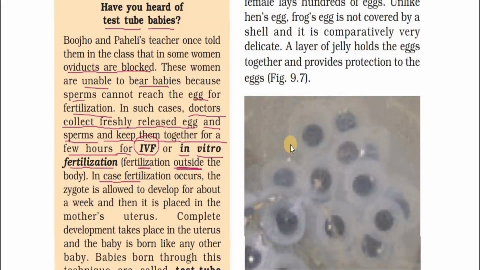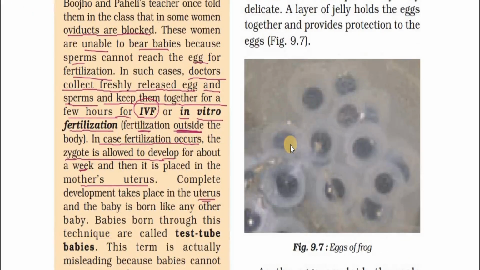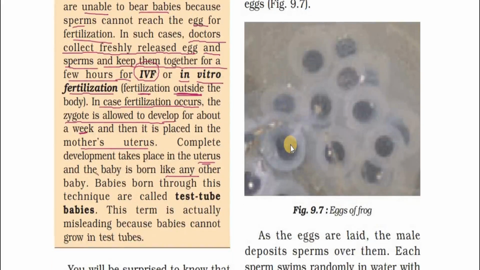Now what happens if fertilization occurs? In case fertilization occurs, the zygote is allowed to develop for about a week inside the test tube. We saw what a test tube is, okay? In fact, we don't use a test tube, but we use a petri dish. I'll show you what a petri dish means. And then it is placed back in the mother's uterus. So now development of the child will take place in the uterus itself, and the baby is born like any other baby. So babies born through this technique are called test tube babies.